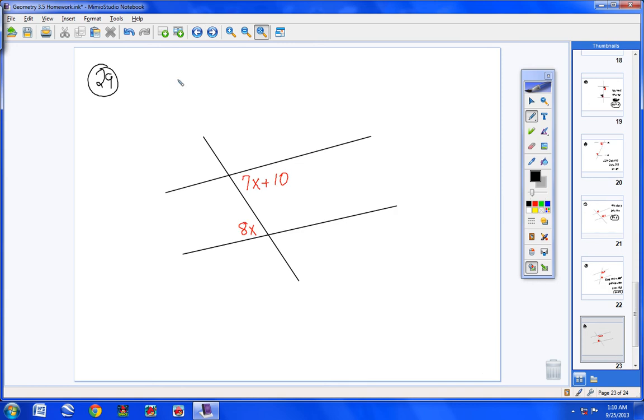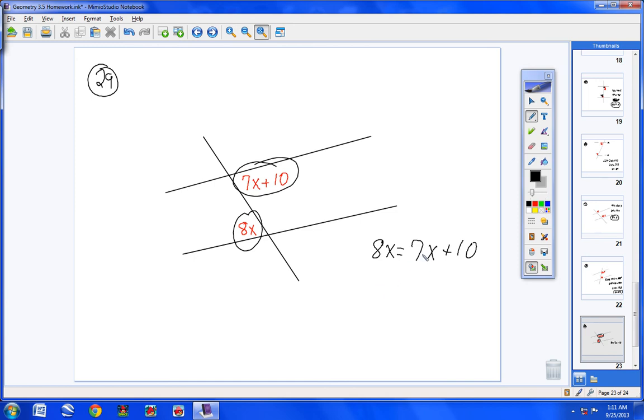And now number 29. Well, look, guys, both of these angles are interior angles, okay? And they're on alternate or different sides of the transversal. So we call these alternate interior angles. And whenever two lines are parallel, alternate interior angles are congruent. So I take one angle, 8x, and I set it equal to the other angle, 7x plus 10.